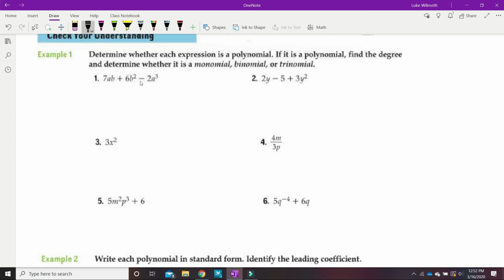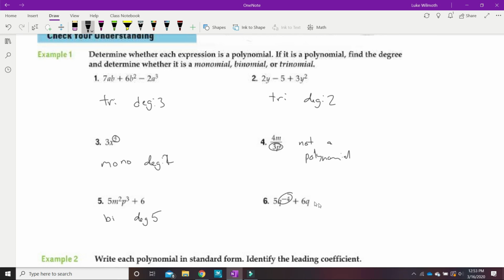Okay, number 1, these problems are asking, is it a polynomial, just like the first one? This one is a trinomial with a degree of 3, because this one has a degree of 3. This one is also a trinomial with a degree of 2. This is a monomial with a degree of 2, because the power here is 2. It only has one term. This one is not a polynomial because you're not allowed to have variables on the bottom. This one is a binomial with a power of 1, 2, 3, 4, 5, degree of 5. And this one, not a polynomial.